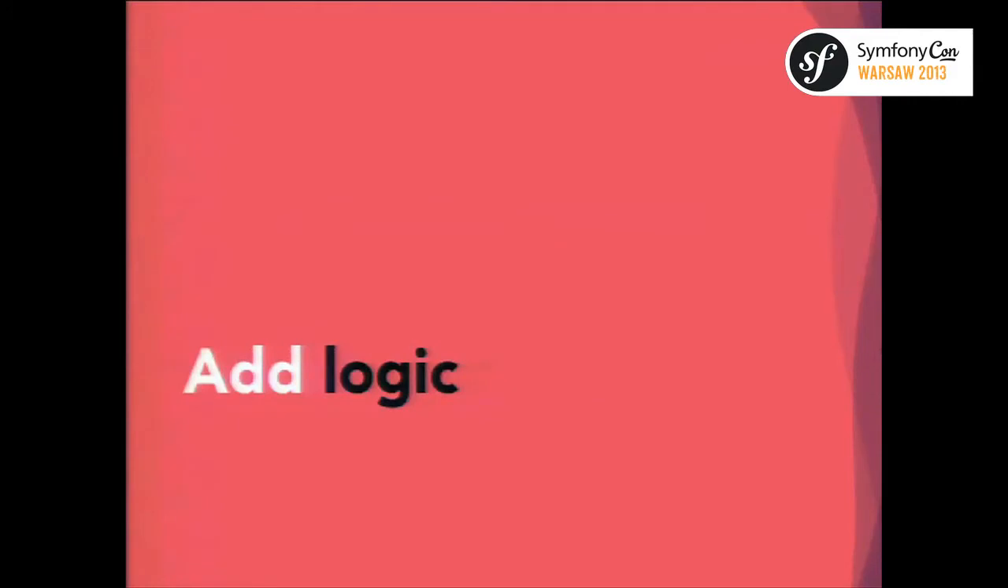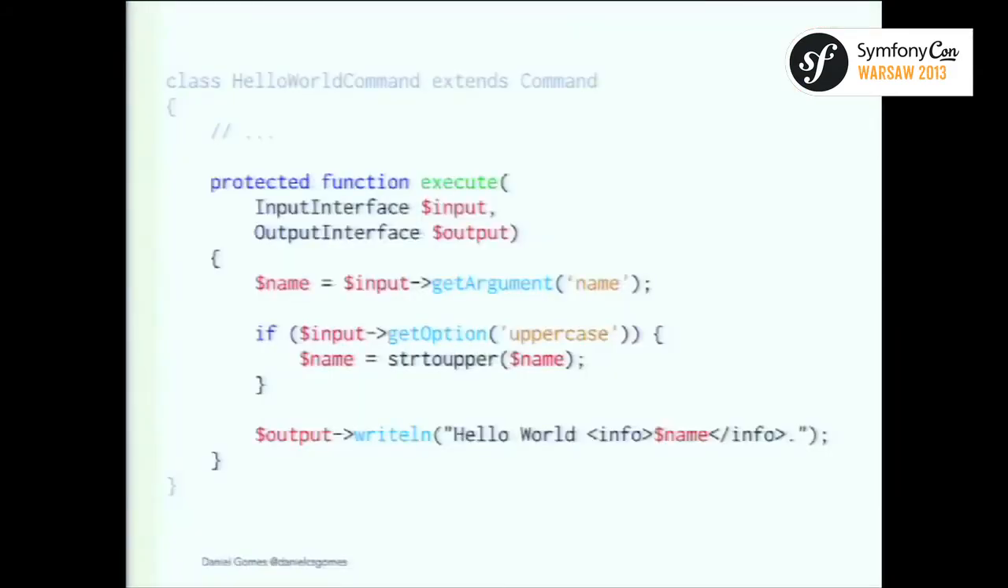So now let's add something for the command to do, the logic. Where do you put the logic? The logic goes in the execute method. Basically, you go to the input, get your inputs, your arguments, your options, and do whatever you want with them, and you can output whatever you want. This is quite simple as well. It implements the input interface and the output interface. So it's simple.